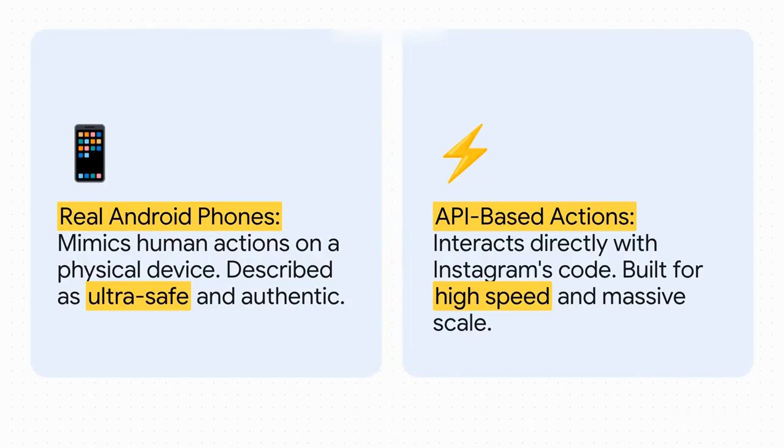Now, according to this guide, not all automation is the same. It breaks it down into two different types of tech. The first one actually uses real Android phones to mimic human taps and swipes. It's described as ultra-safe. The other method uses something called an API to interact directly with Instagram's code, and that one's all about high speed and massive scale. So it's kind of positioned as a choice. Do you want maximum safety or do you want maximum speed?